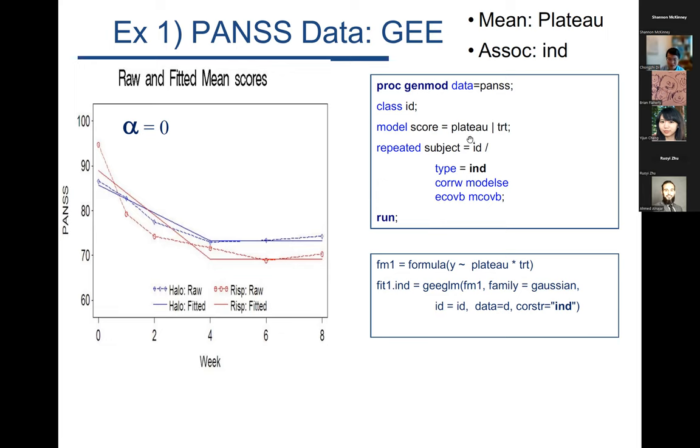On the right-hand side, I put the SAS code and R code as well. For both cases, you have some parts to specify your mean model. In SAS, it's this part. In R, you have to specify your formula, which will be your plateau variable and treatment. In R, if you use this symbol, it means in the model you have both the main effects as well as interactions. So you specify the mean model, okay? And then you also want to specify which observations belong to the same subject. That's typically indicated by this subject variable, which tells you which observations are repeated measures from the same subject. In R it would be this ID variable. And you also need to specify the working correlation. In SAS, it's type equals independent. In R, I think I'm using the geepack library, so the correlation structure you have to specify over here.